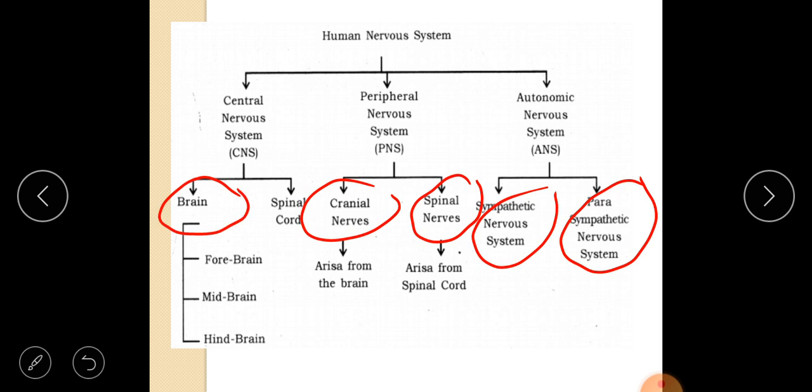When I talk about the human brain, it is present inside our skull. I'll be taking this in a separate slide. It has three parts. Number one, the forebrain. Second is the midbrain, and the third is the hindbrain. The main part of the forebrain is the cerebrum. The midbrain is the part which connects the forebrain with the hindbrain. Then the hindbrain consists of the cerebellum as well as the medulla oblongata.